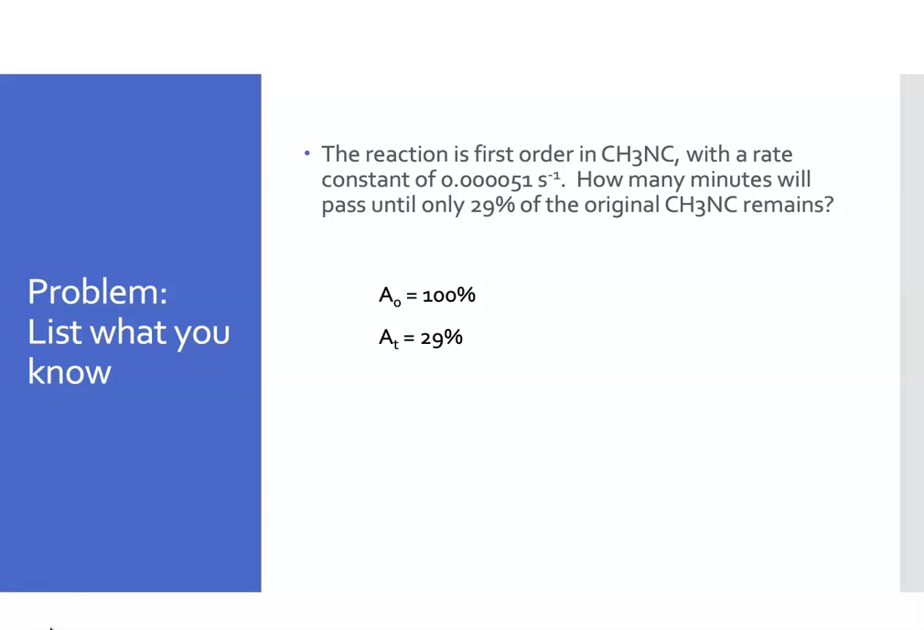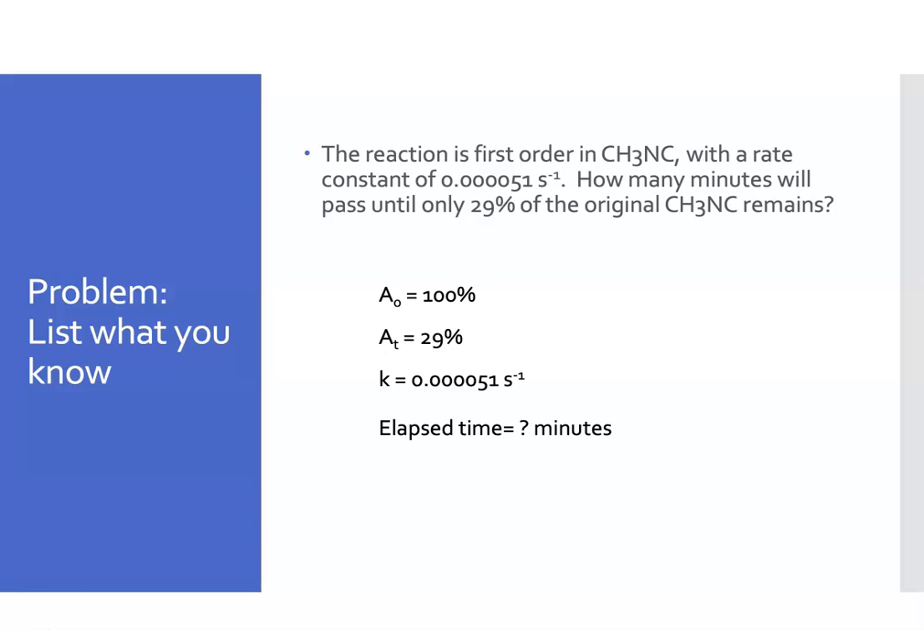So I'm starting at 100. How much time did it take for me to get to 29%? And the beauty of the first order integrated rate law is I don't have to have whole number intervals for the number of half-lives that elapse. We're given k, the rate constant, and we want to know how much time it took. This is what we know from the problem.